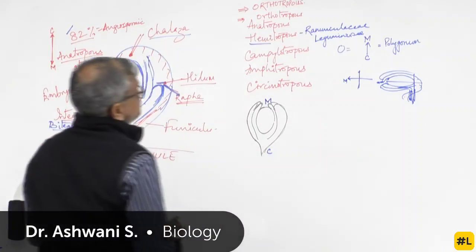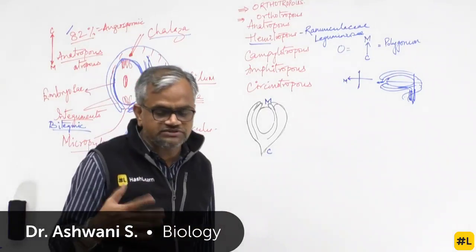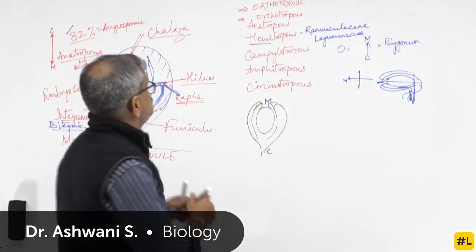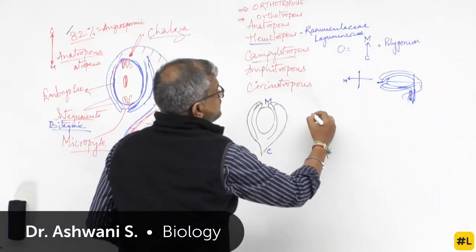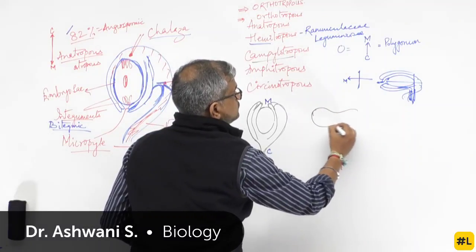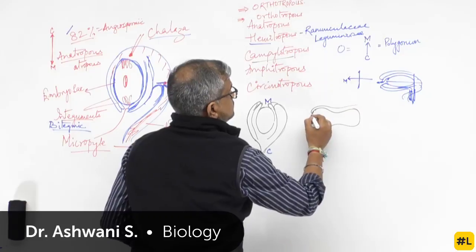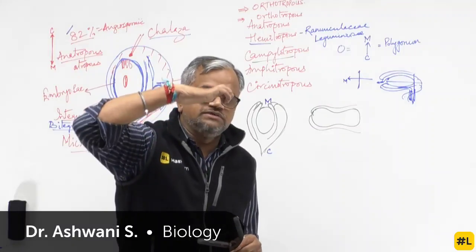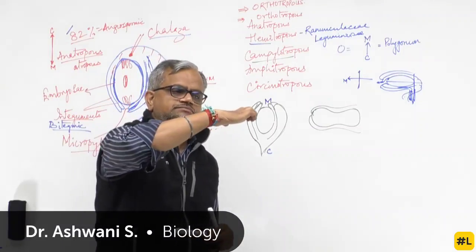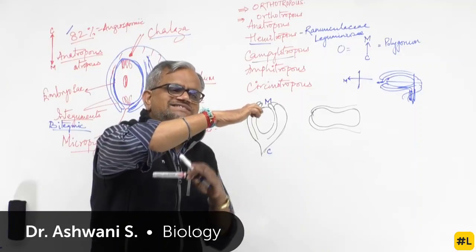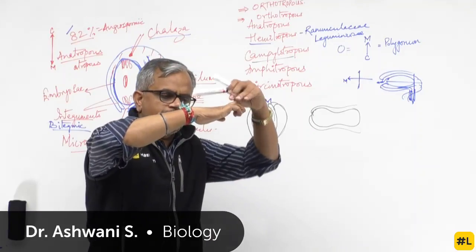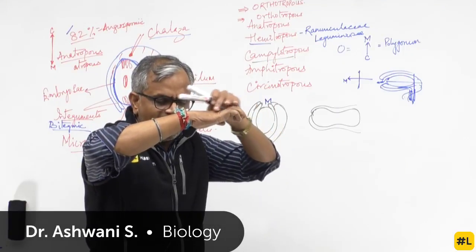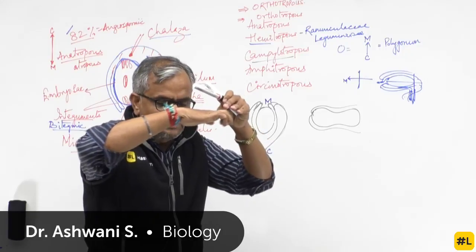Okay. Good. Coming to Campylotropous. The name itself says Campylo. Campylo is one in which the entire body becomes like a curve. In Campylotropous, the body of the ovule becomes like a curve. If you understand this diagram, if you can see my hand, that is Campylo. So the micropyle and chalaza lie on either side of the funiculus.